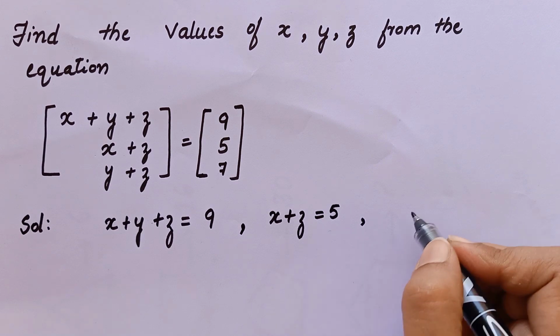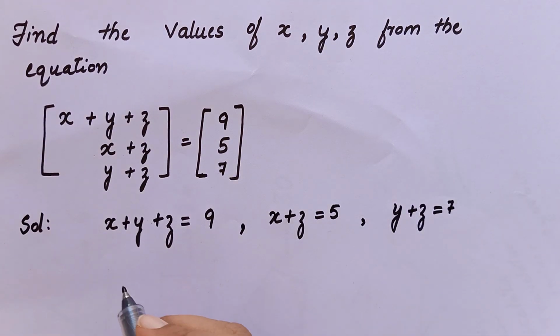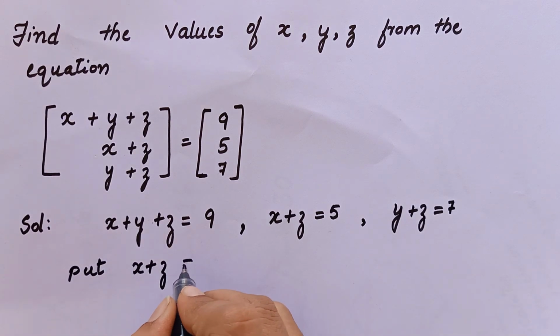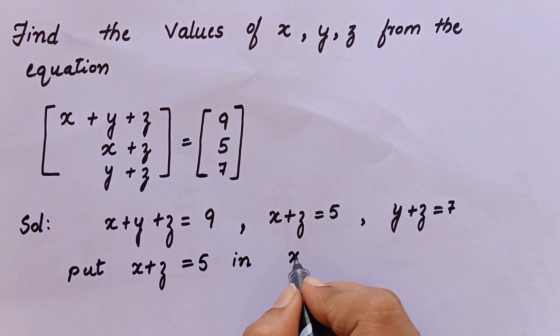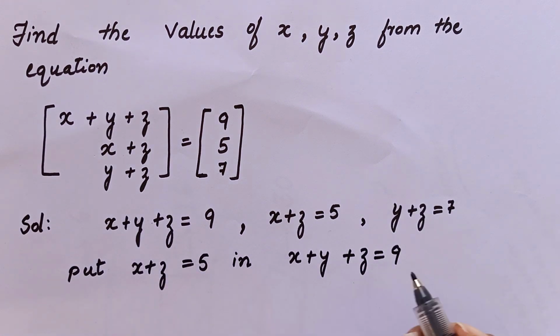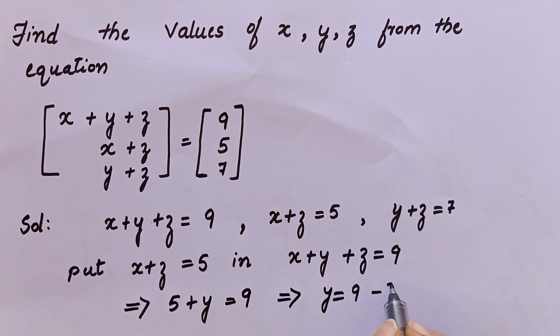That is x plus y plus z is equal to 9, x plus z is equal to 5, y plus z is equal to 7. Now, see here, we'll substitute the value of x plus z equals 5 in x plus y plus z equals 9, so that we'll get the value of y here. Now put x plus z equals 5 in x plus y plus z equals 9. We can rewrite it as x plus z plus y equals 9. Now what is x plus z? 5 plus y equals 9, or y equals 9 minus 5, that's equal to 4.